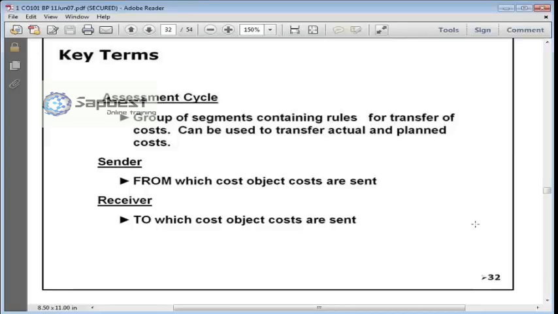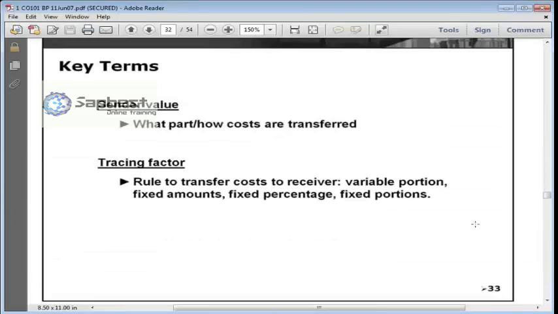So assessment is one of the activities during the month end. You run the settlements and then you do the assessments. Assessments means you're moving from one bucket to another bucket. And then there is always a sender who is sending from, and also there is a to. And also there is a tracing factor rule to transfer the cost to the receiver. Is it a fixed amount? Is it a percentage? What percentage?